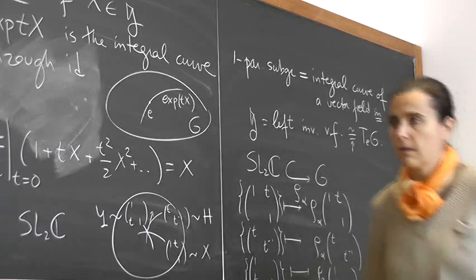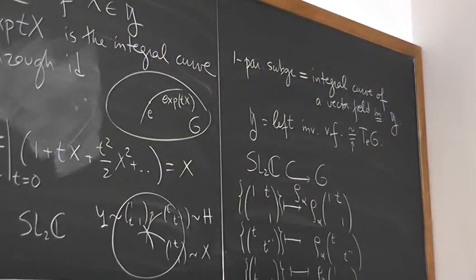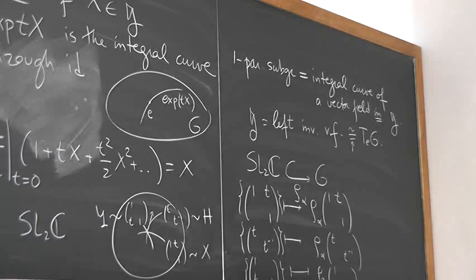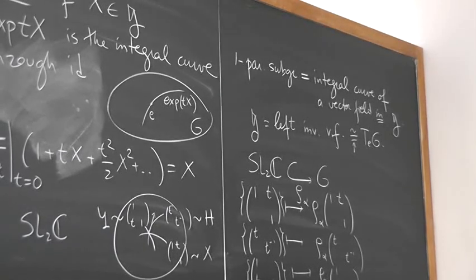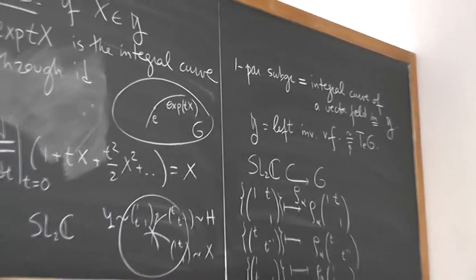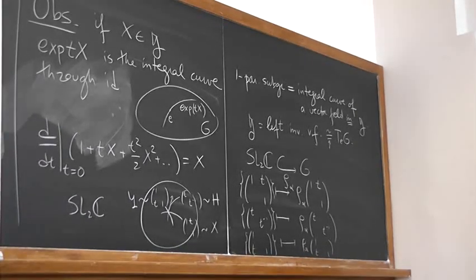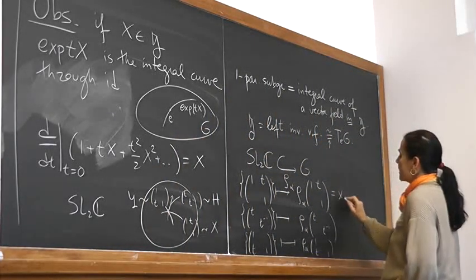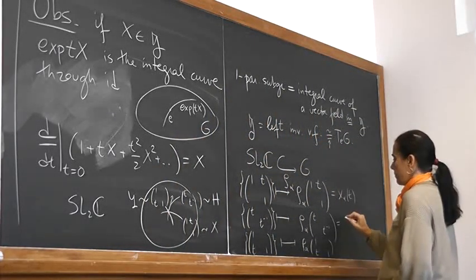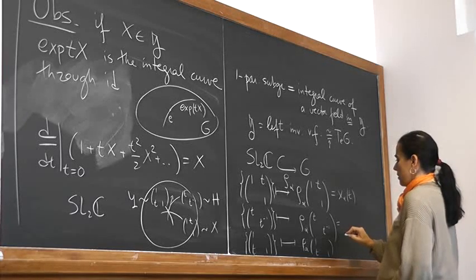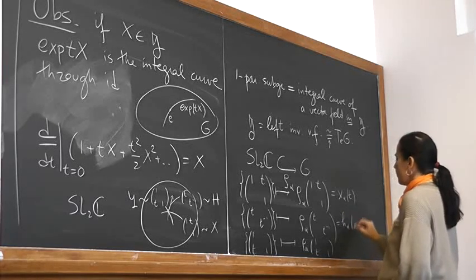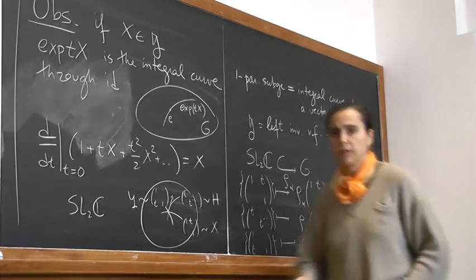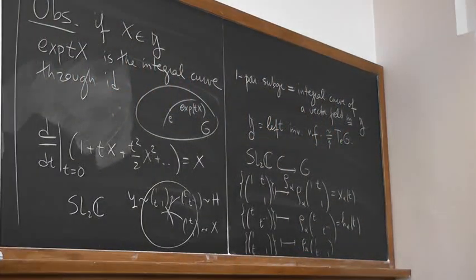Okay, so we identify these groups. He gives names to these, but I don't like how he calls them, so I call them in a different way. This is X alpha T. And this is, I forget what it's called, but the most reasonable name is H alpha T with a small t.